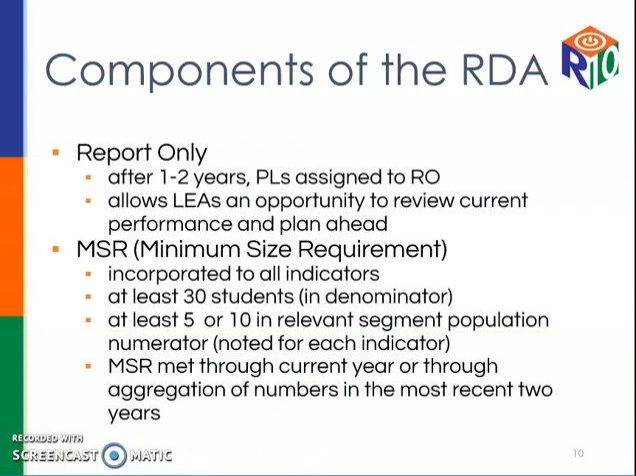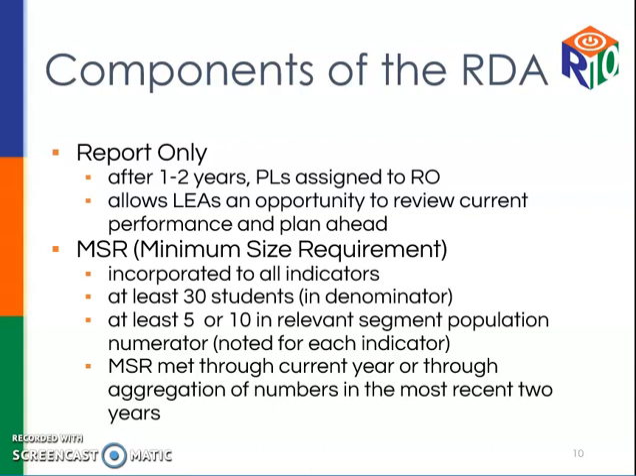Minimum size requirement. This is incorporated to all indicators, and this means at least 30 students are in the denominator and at least 5 or 10 in relevant segment population numerators. And this is noted for every indicator. So it is very important to look at the criteria based on the manual. So please make sure you refer to the manual and you will see in the criteria these components.